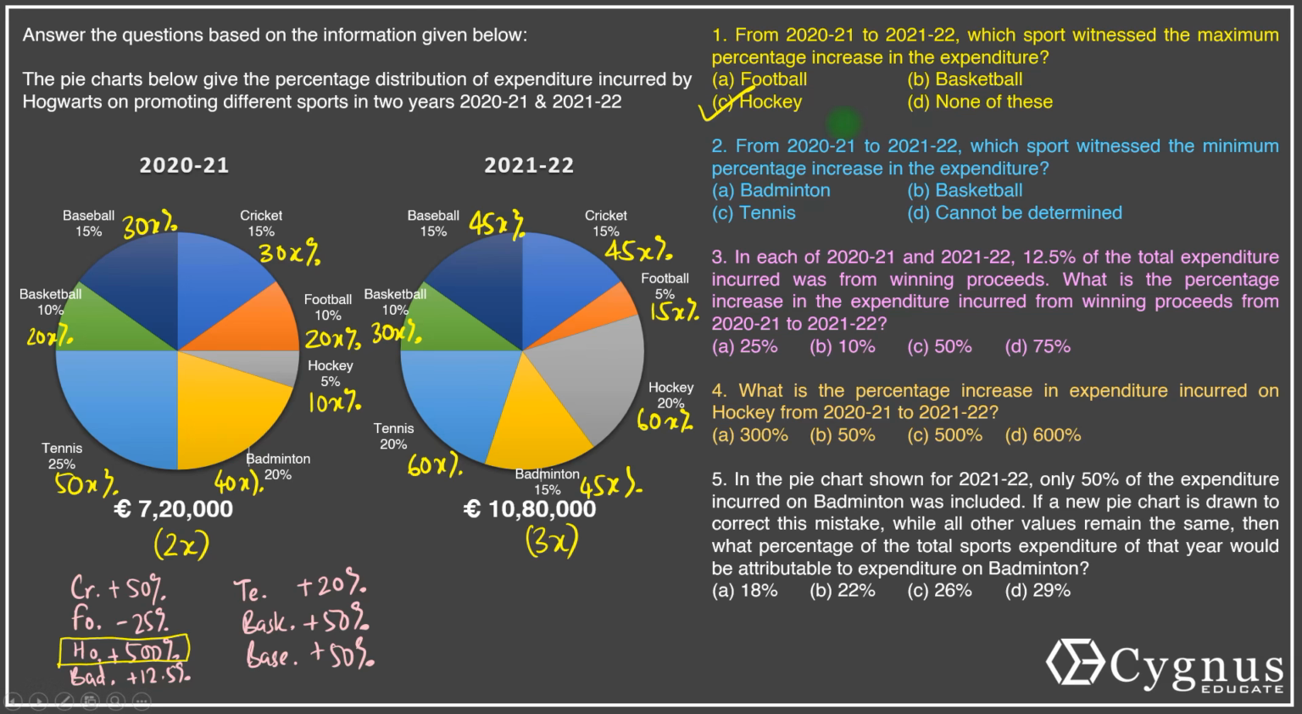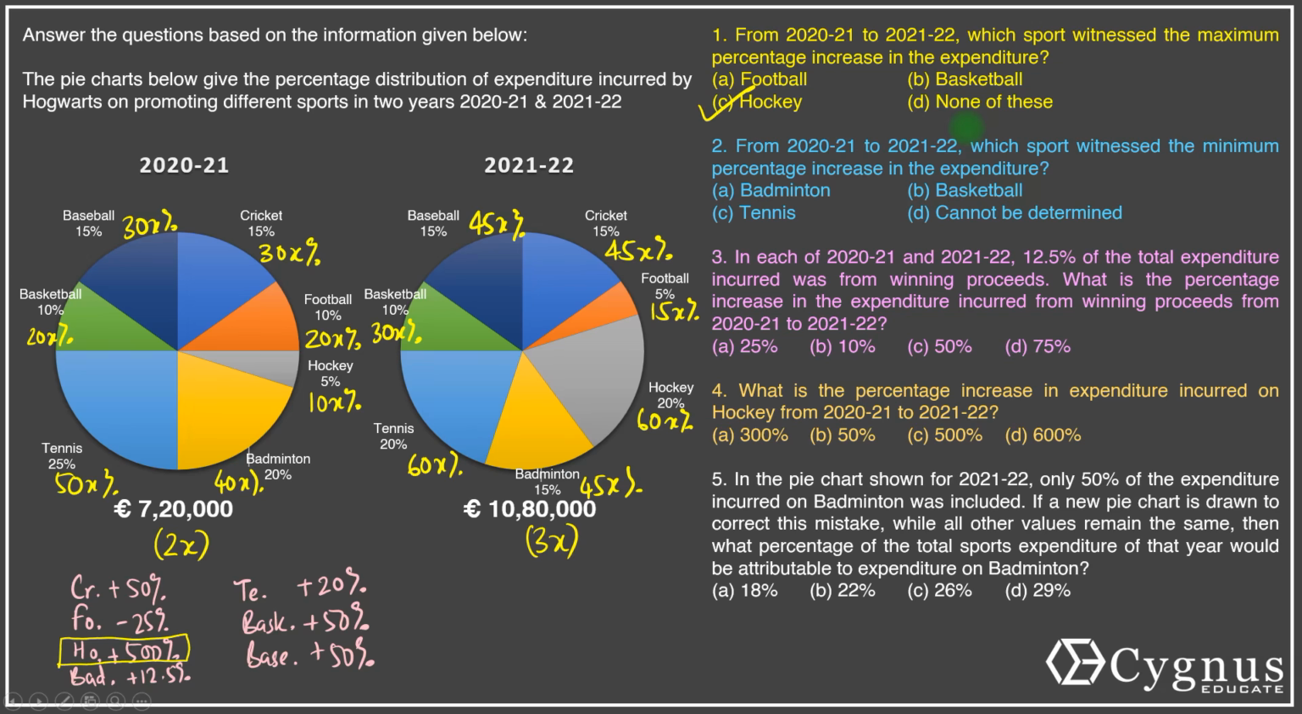While we could have done this to get our answer, you could also have thought, had the answer option none of these not been present here, I could have just calculated the percentage increase in each of the sports given in the answer options. But because none of these is given here, I cannot really do that.